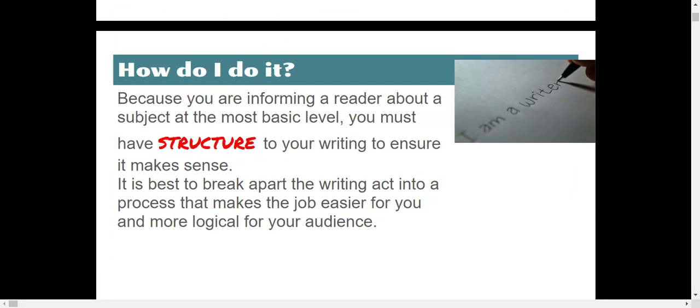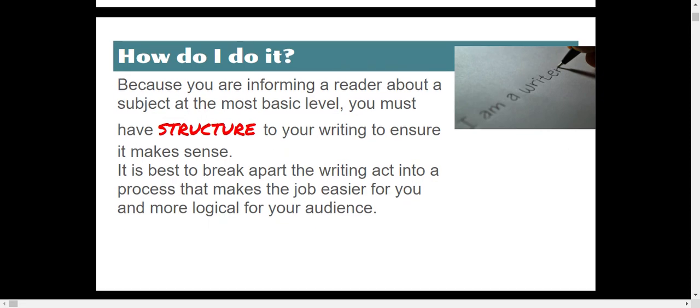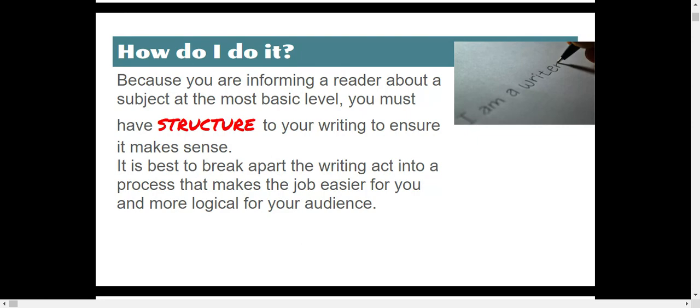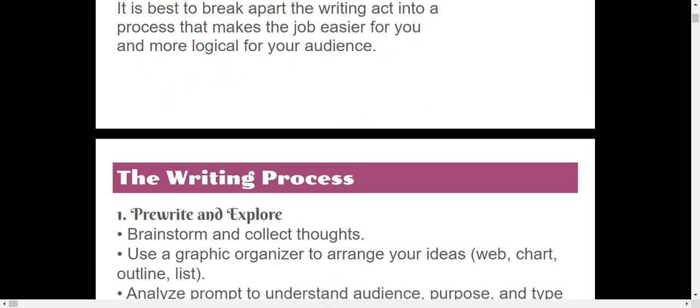So how do I do this? Because you are informing a reader about a subject at the most basic level, you must have structure to make sure it makes sense. Ironic, that didn't make sense. Anyways, it is best to break apart the writing act into a process that makes the job easier for you and more logical for your audience.